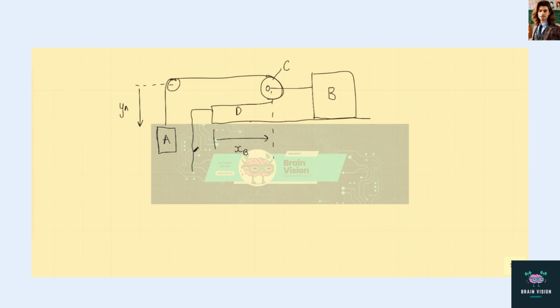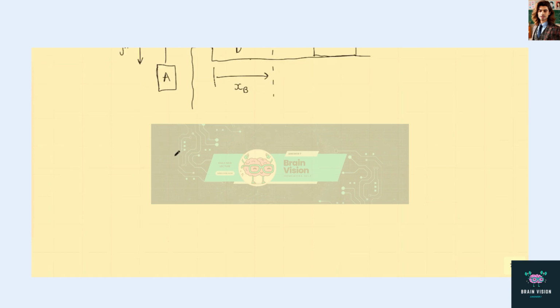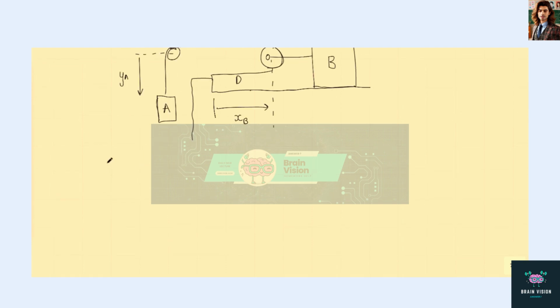So if we look at the diagram and the given variables, we are given the velocity of block B to be 2 feet per second to the right, and the acceleration of block B to be minus 3 feet per second squared. So that acceleration is to the left.